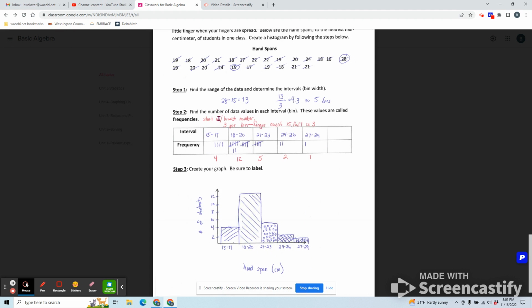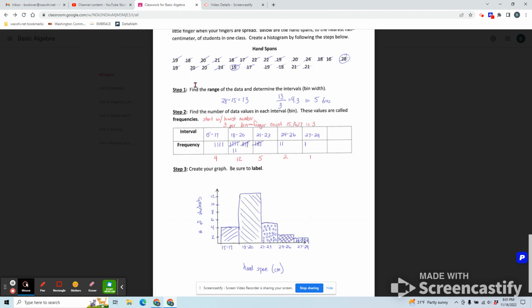So I'm going to start with the lowest number, and I have 3 per bin. So I'm choosing to finger count. So 15, 16, 17. There's 3. 18, 19, 20. There's 3. 21, 22, 23. 24, 25, 26, 27, 28, 29.